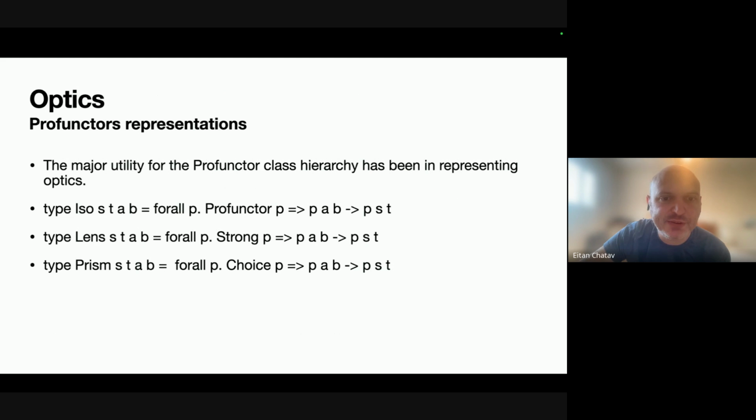Okay, so Sam talked last time about optics and their profunctor representation. This is the major utility that's been found so far for the profunctor class and the profunctor class hierarchy, including Strong and Choice. So hopefully you guys are familiar with that. And we can represent optics as a function from p a b to p s t. For isos, we have a constraint that the p must be a profunctor. For lens, we have a constraint that the p must be strong. And for prism, we have a constraint that p must be choice.